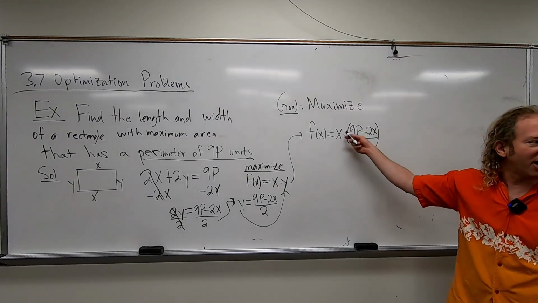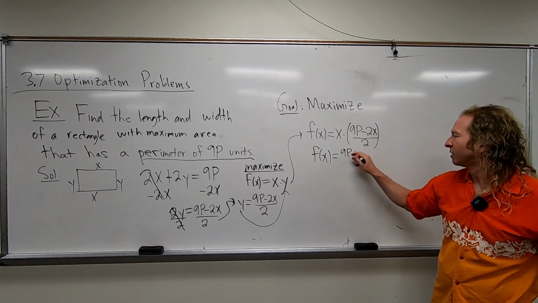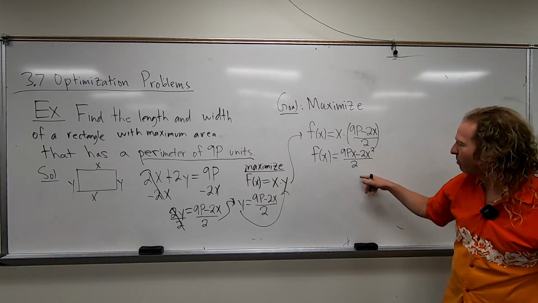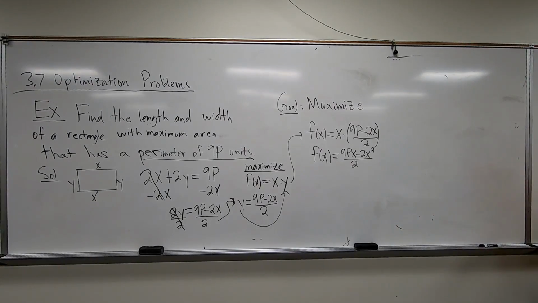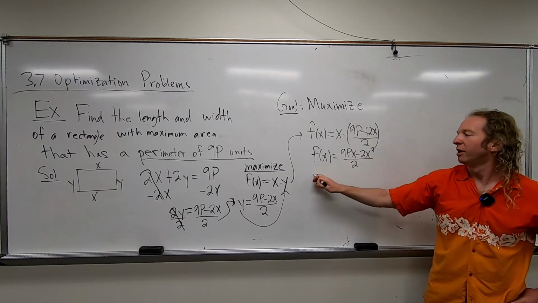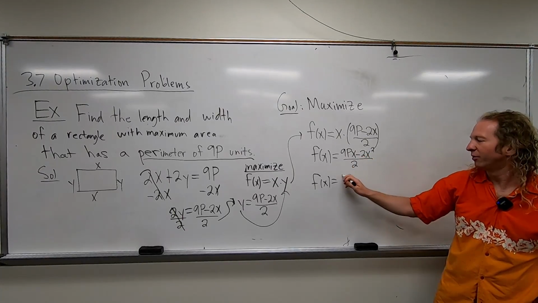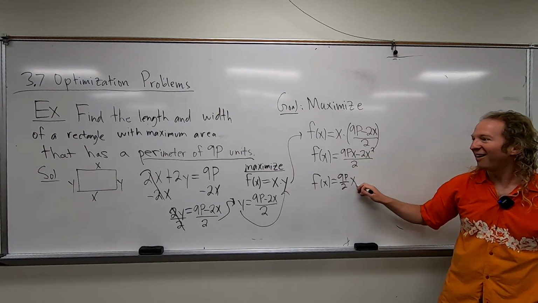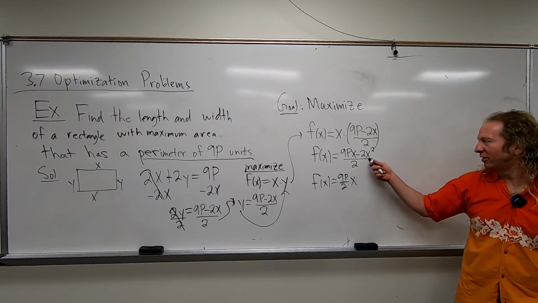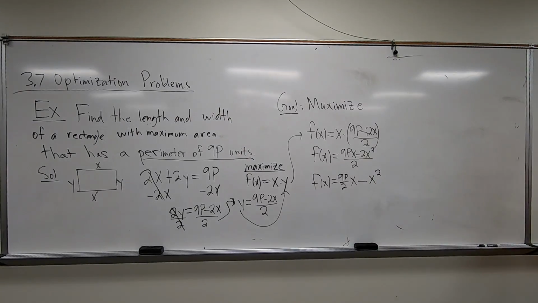So what you can do now is distribute the x. So f of x is actually 9px minus 2x squared over 2. I'll show the steps too. I was going to break it up all at once, but I figured I'd show you an extra step. So this is 9px minus 2x squared, and then you can break it up. So it's 9p over 2 times x, because it's 9px over 2. And then this over this is just going to be x squared, because 2 over 2 is 1.